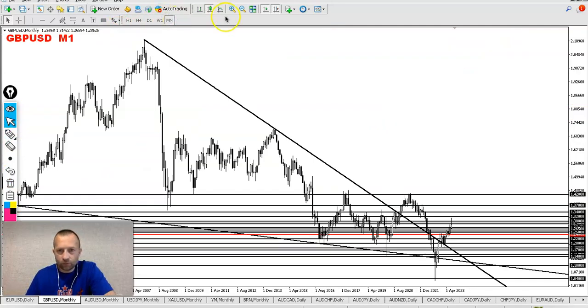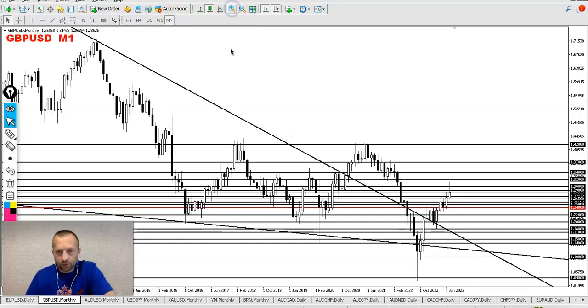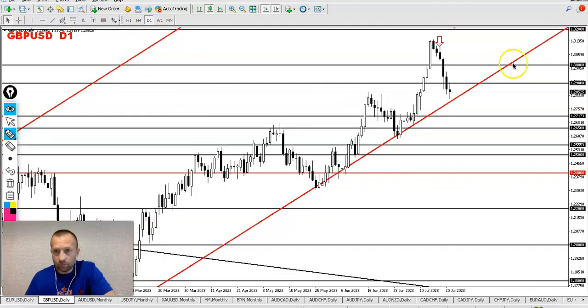Don't forget, always take into consideration the big picture. It's negative. So this was a correction. I think now it's over, and we can expect continuation to the downside. So I would recommend to sell, guys, based on price action from some levels.